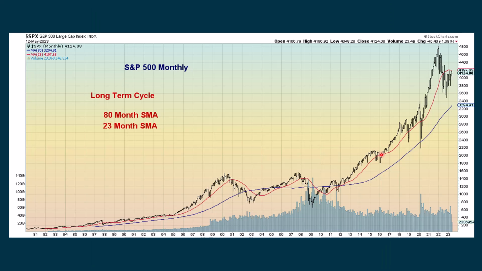Then this is a podcast I was listening to where they take a very long look at the S&P 500. They have a long-term cycle. This blue line is an 80-month simple moving average, and this chart is also a monthly chart of the S&P. And then they also look at a 23-month simple moving average. When the red line crosses above the blue line, that's more positive economically. We can also use this as a potential long-term support or resistance. We're coming right back up to the 23-period simple moving average, but we still maintain a positive stance longer term.